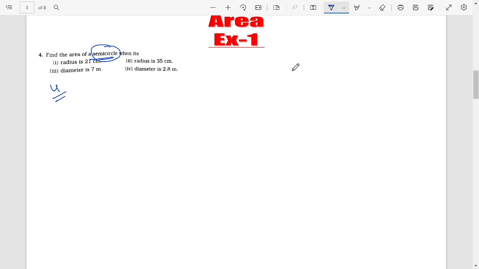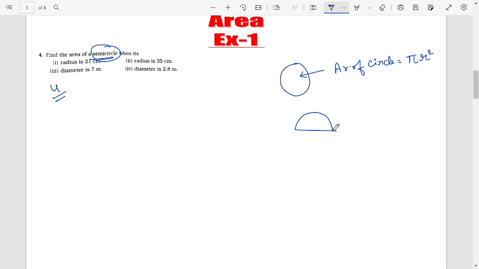So circle area you already studied in the previous class. Formula to find the area of a circle: area of circle formula is pi r square. This is the formula to calculate the area of a circle. But here the word circle is not there. Semicircle is written. Semi means half circle. This is the half circle.